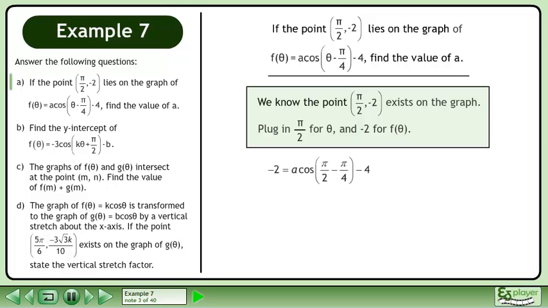This gives us negative 2 equals a cos pi over 2 minus pi over 4 minus 4. Add 4 to both sides and subtract the radian fractions to get 2 equals a cos pi over 4. Cos pi over 4 evaluates to root 2 over 2. Cross multiply.